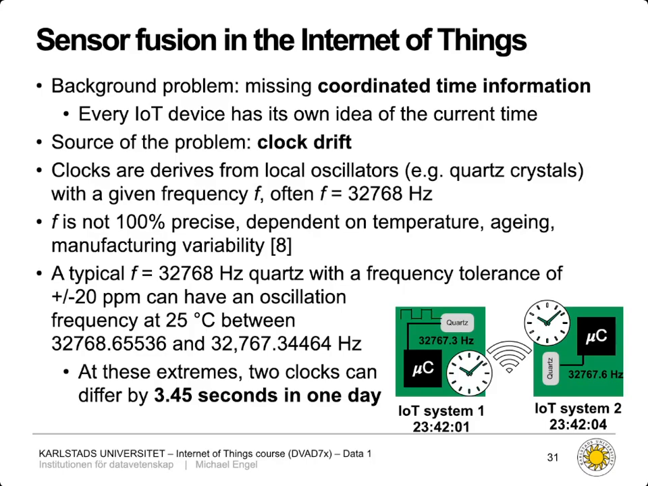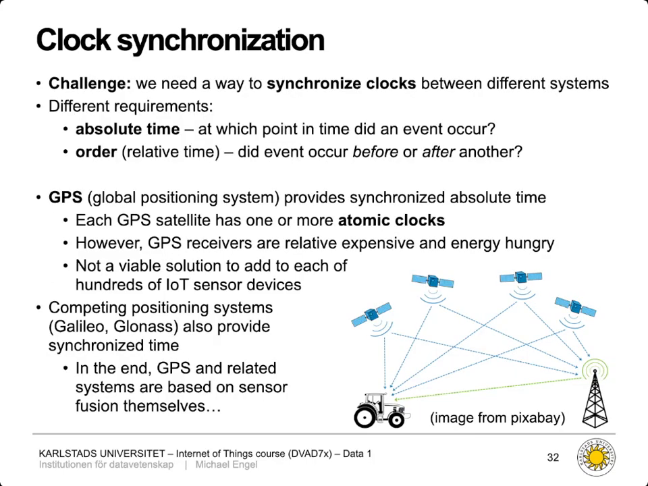And of course, if you want to measure high-speed effects, for example, if you want to detect cars driving by, well, 3.5 seconds is quite a bit of time, obviously. So we need to do something about this. What do we need to do? We need to synchronize the clocks more often.